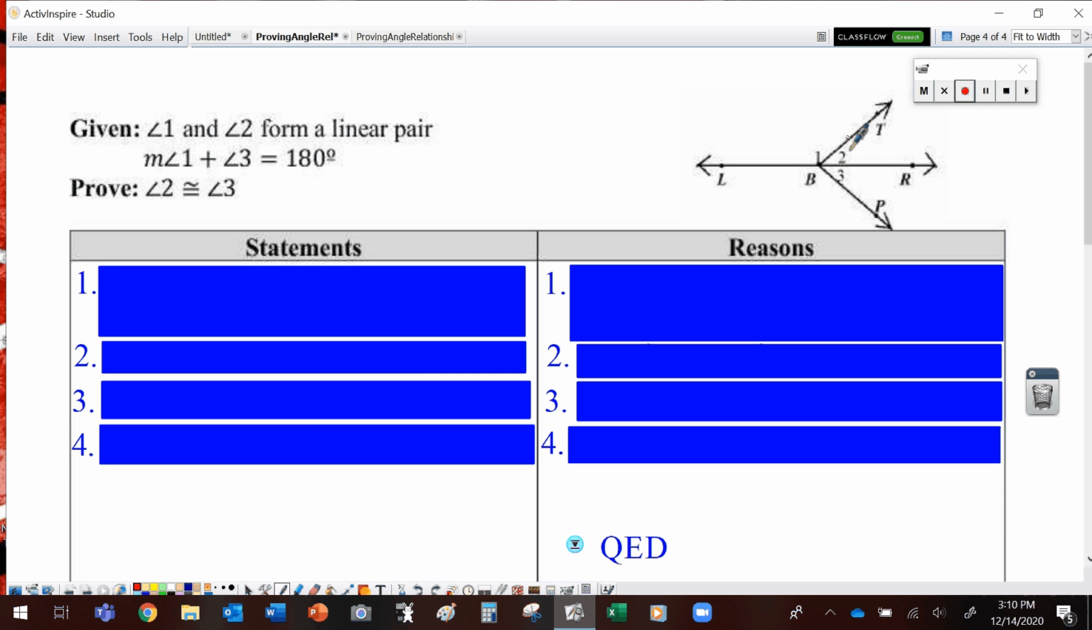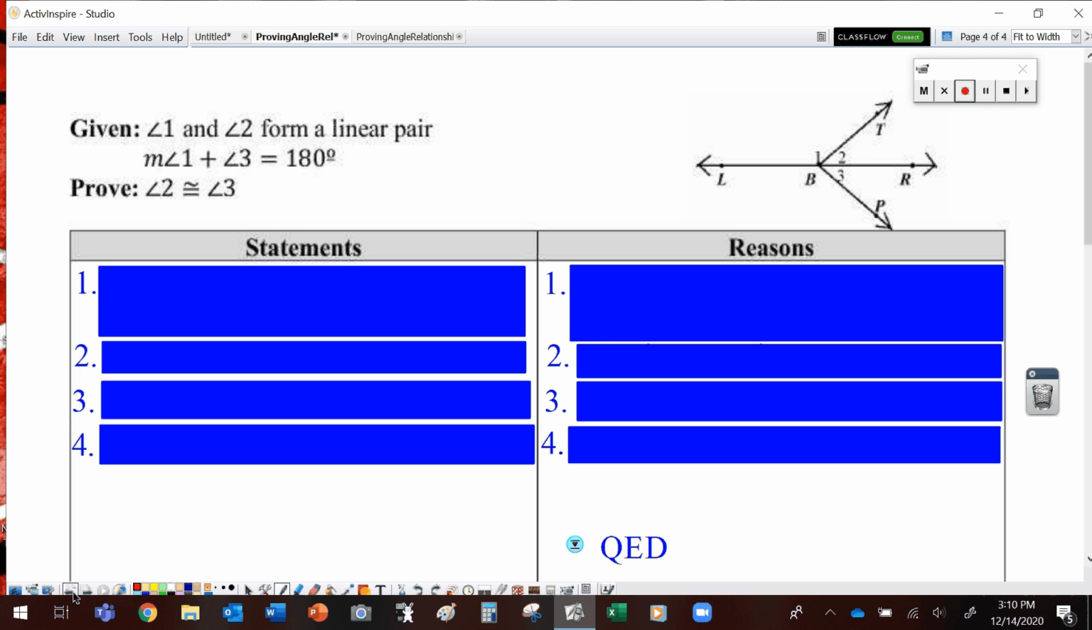So here's angle 1, here's angle 2, they form a linear pair. And I also have the measure of angle 1 plus measure of angle 3 is 180 degrees. So what I kind of see is that both angle 2 and angle 3 are both supplementary to this angle 1. And I want to prove that angle 2 is congruent to angle 3.